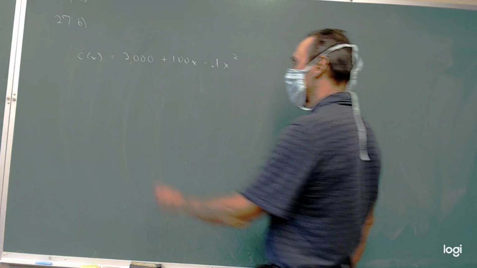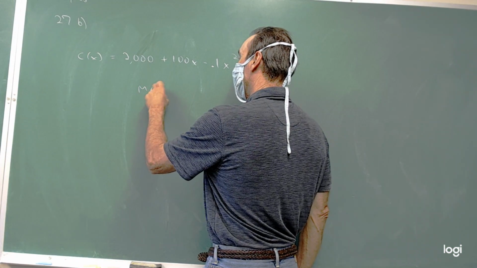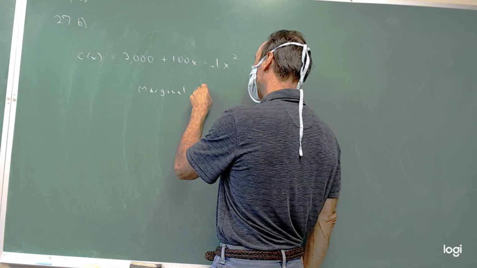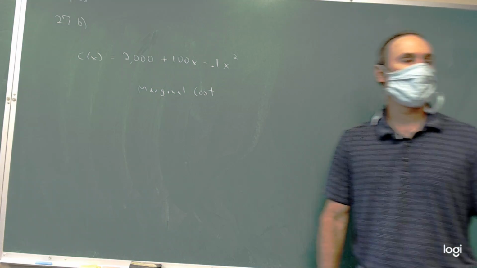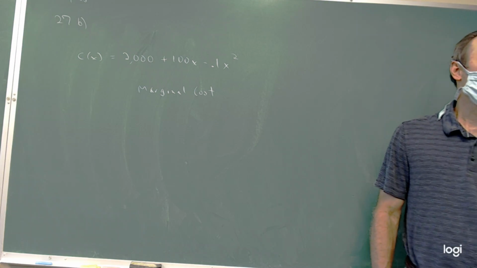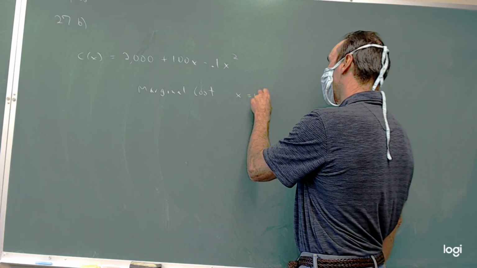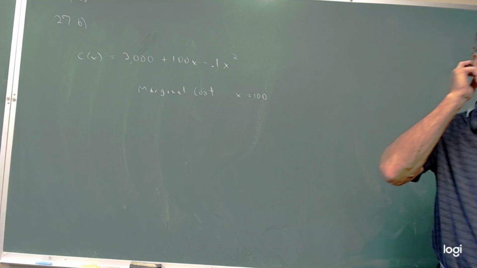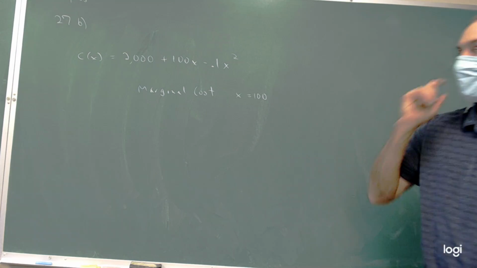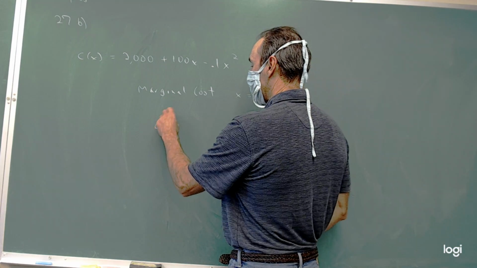Marginal cost is what people in the world of business call the derivative. So when there are 100 washing machines produced, they would read this as C prime of X.